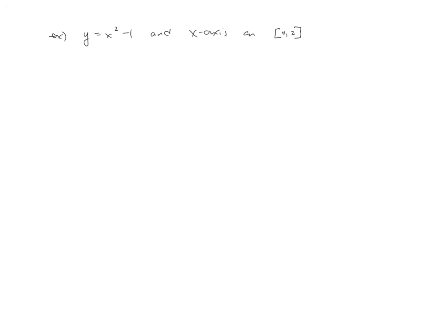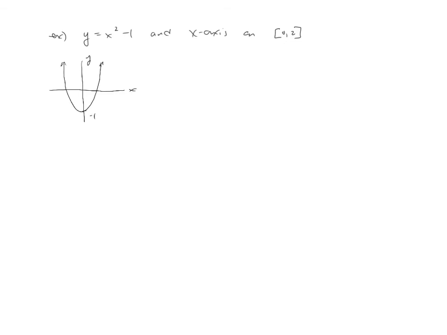Okay, so with this example that we're going to start with, we're going to find the area that's bounded between this parabola and the x-axis on the interval 0 to 2. So the first thing you want to do here is start with a graph. I know that the original graph is the parabola shifted down 1 unit. So if we take a parabola and we shift it down 1 unit, we get something that looks like this.